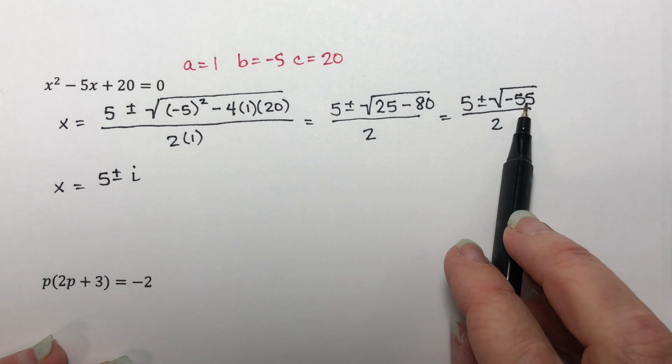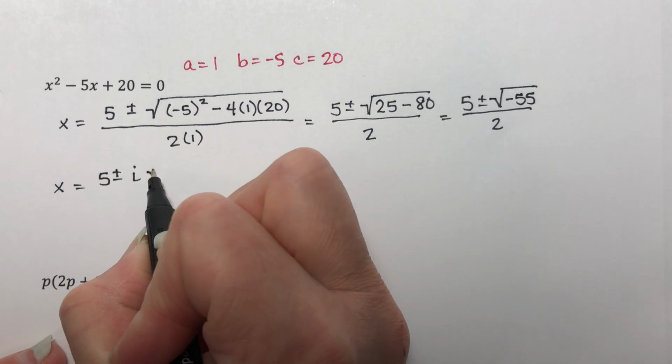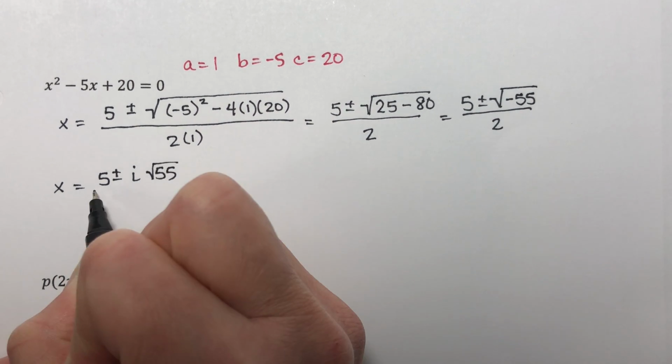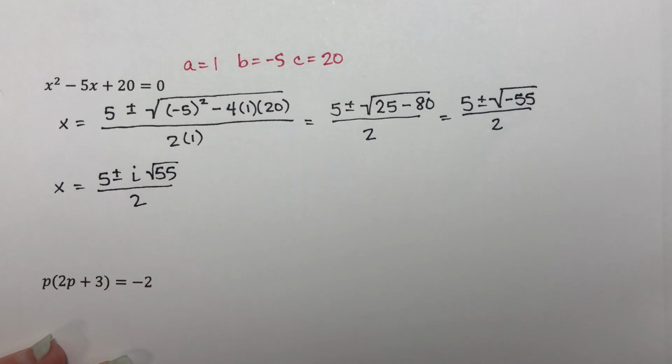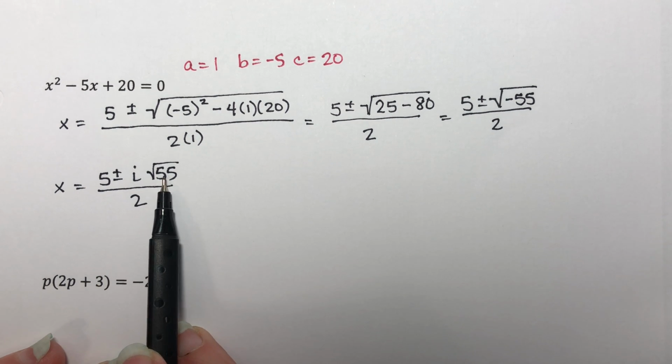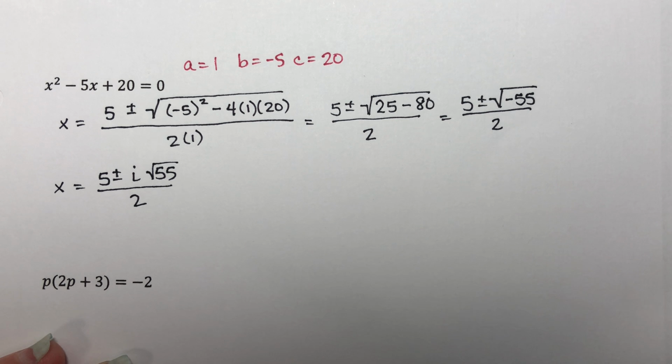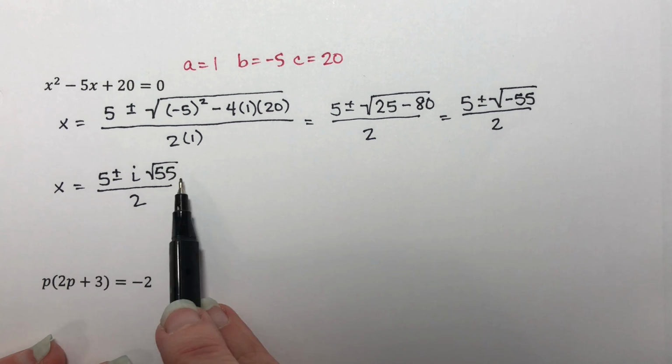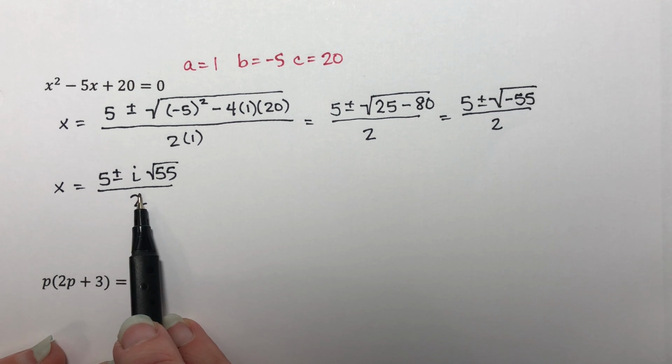Okay, now, and then it would be the square root of 55 over 2. Now, we would try to simplify the square root of 55, but when we do its prime factorization, it's 5 times 11. There are no pairs in there, so there's nothing really we can do. So these are our answers. We have a plus version and a minus version.